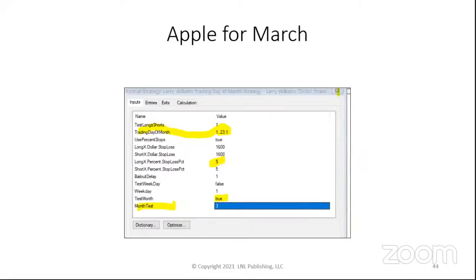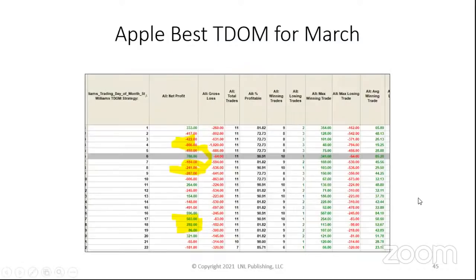Well, how about Apple for March? So we're going to set it for longs +1. Trading day of the month, we're going to optimize from 1 to 23. Stop loss, I don't know what to use. We'll use 5%. And we're going to test just the month of March. Okay. And then we're going to test and see how we did.